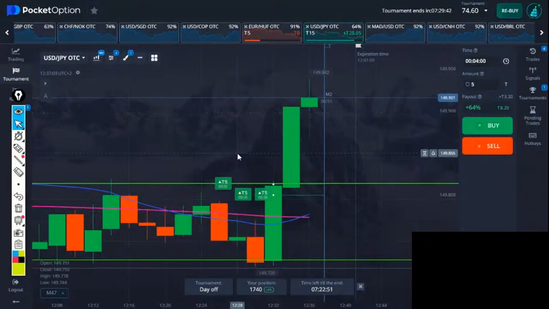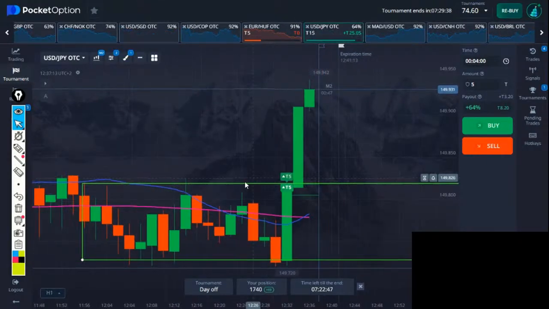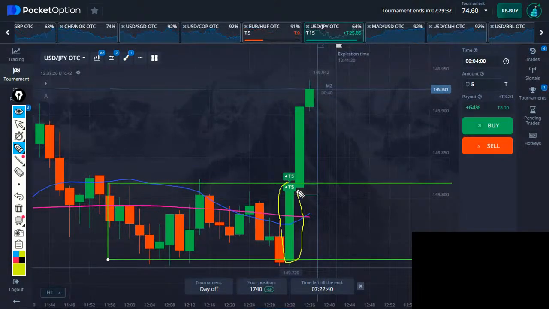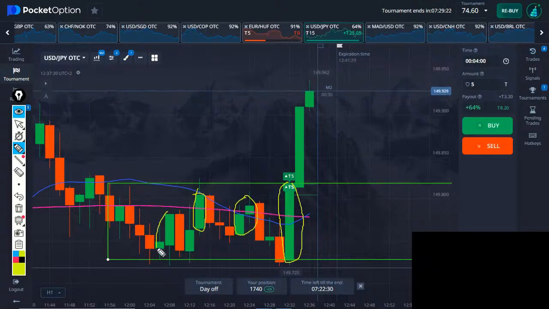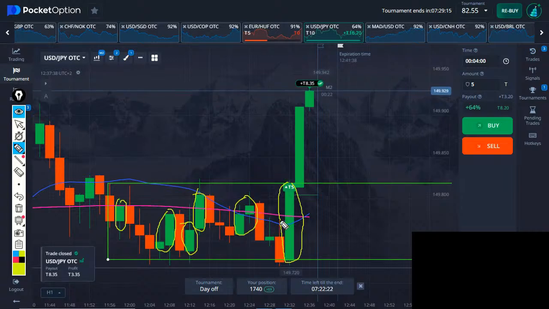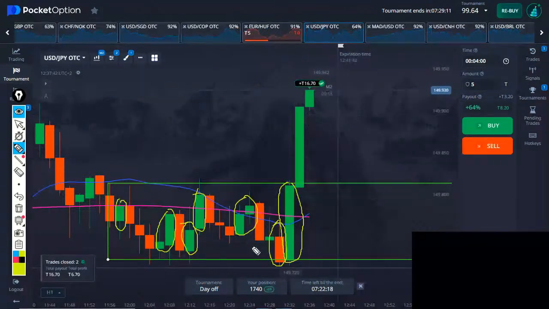Why did I take this one, even though it didn't break above the green line? You see the size of this bullish engulfing candle. It is bigger than this one, 50% bigger, bigger than those two, bigger than this one, bigger than this one. All right? And it completely annihilated this bearish candle. So this is a no-brainer.